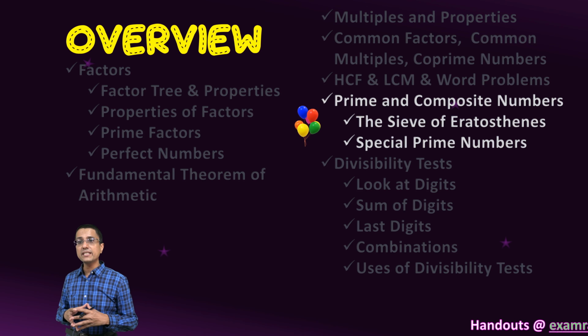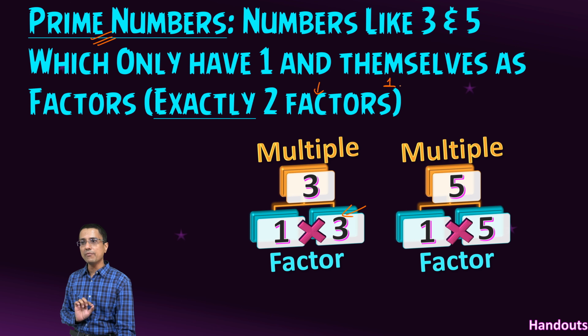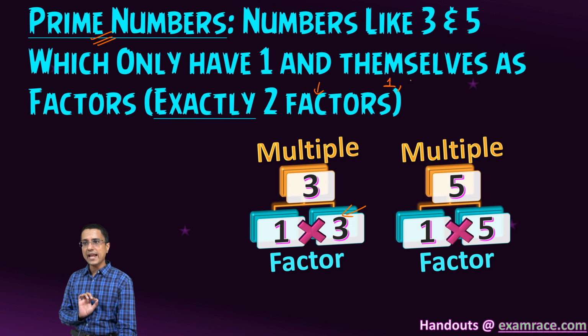Such numbers are known as prime numbers. Very important. They have exactly 2 factors. They don't have 1 factor, they don't have 3 factors. They have exactly 2 factors, which is the number 1 and the number itself. Those are the only 2 factors of such numbers 3 and 5, and they are known as prime numbers.